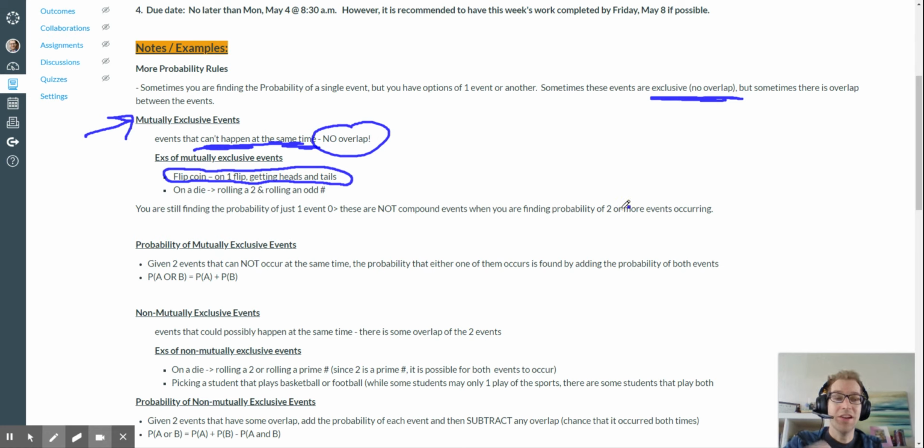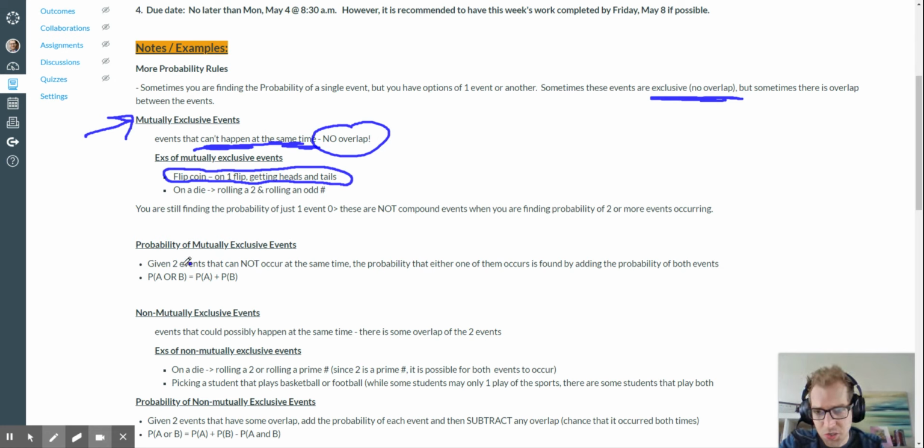So in that case, if it lands heads, it didn't land tails. If it lands tails, it didn't land heads. You can't have it land on both heads and tails at the same time. It's either one or the other. So that's an example of what we call mutually exclusive. That would be the term, mutually exclusive events.